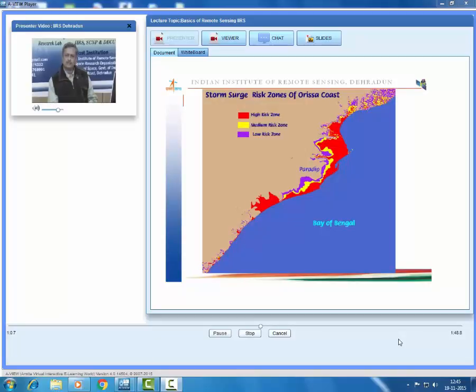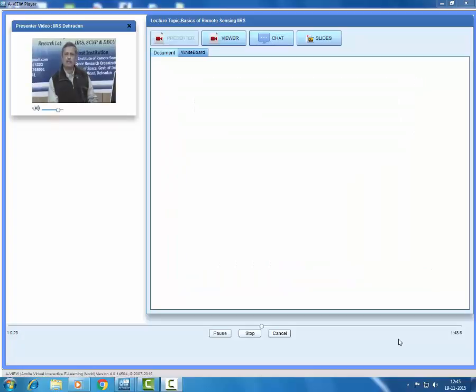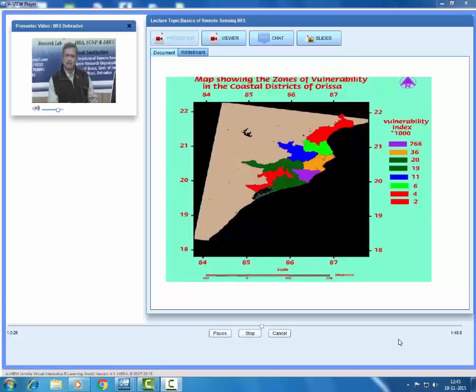Storm surge risk zonation. This is the Odisha coast. We tried to find out the high risk zone, medium risk zone, and the low risk zone using the elevation data which was available. Then you can find out the vulnerability of the various coastal districts. When vulnerability is concerned, you have to consider their population and infrastructure, because they are the prime parameters. Then you can find out the vulnerability index of the various coastal districts of the Odisha coast.